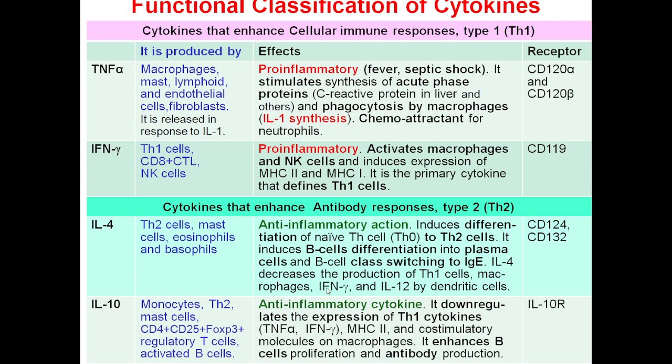Decreases activation of macrophages, decreases synthesis of interferon gamma and interleukin 12 by dendritic cells. And interleukin 10. This is an interleukin produced by monocytes, T helpers type 2, mast cells, but CD4, CD25, FOXP3 regulatory T cells. It means interleukin 10 is one of the major cytokines produced by T regulatory helper cells. And this also is produced by activated B cells.